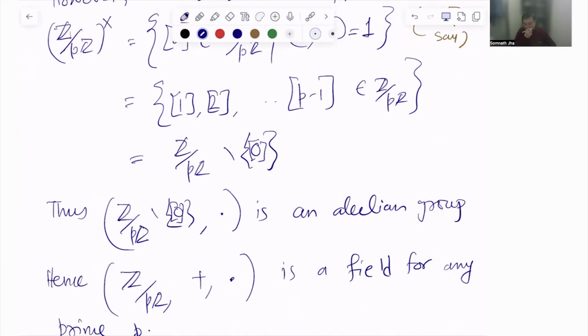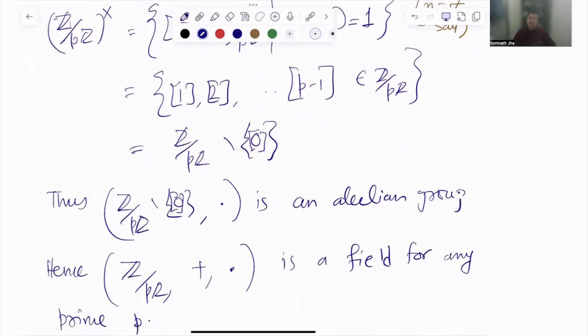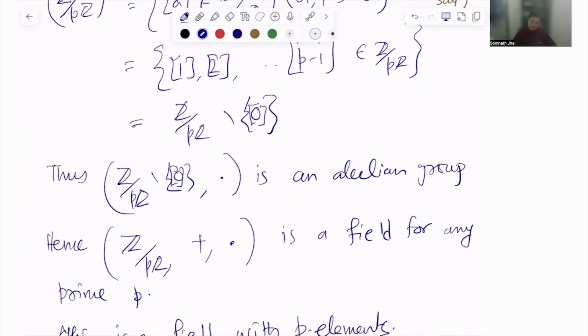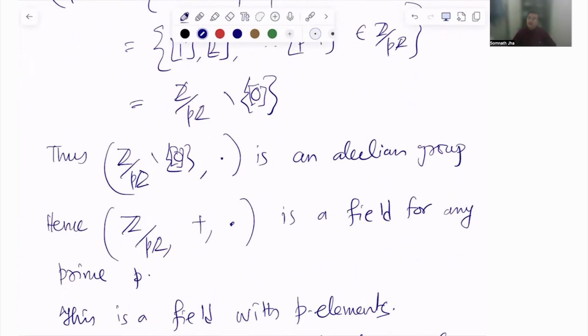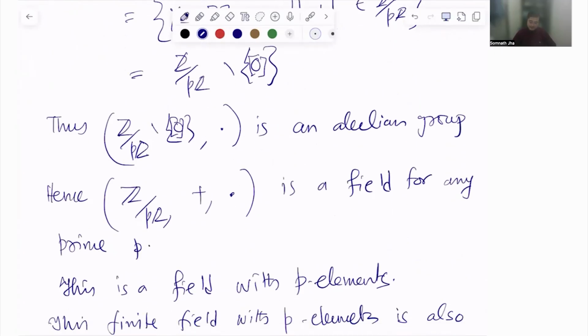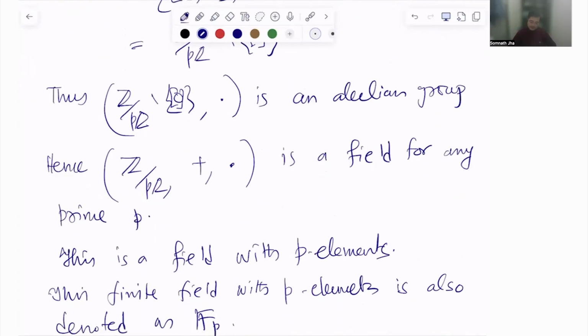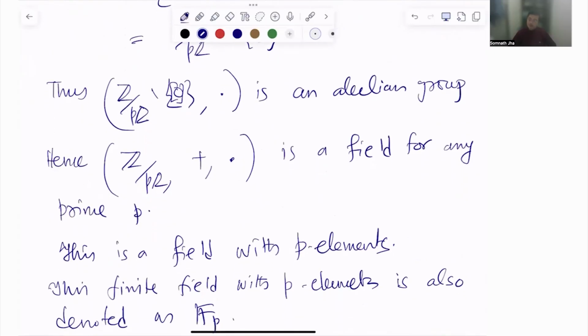So this is an example of what is called a field. Okay, so Z mod nZ is a ring, and if p is a prime, n equal to p, then Z mod pZ is a field. So this is another example of a field. This is a field with finitely many elements. How many elements? p elements, 0 up to p minus 1. So this finite field with p elements is often denoted by F_p.